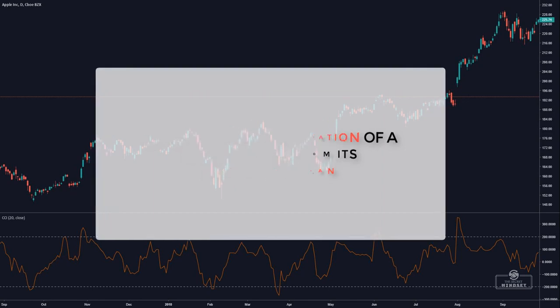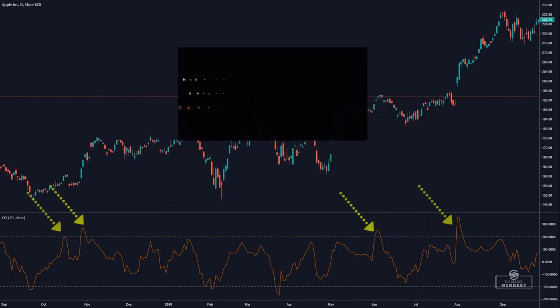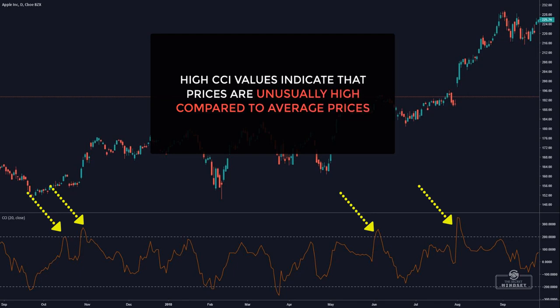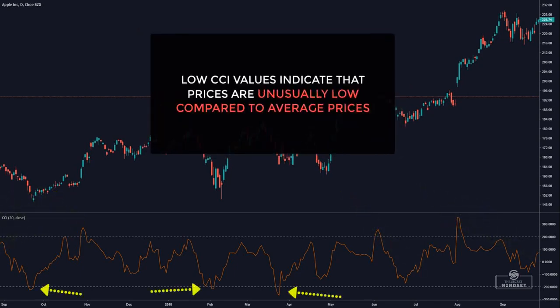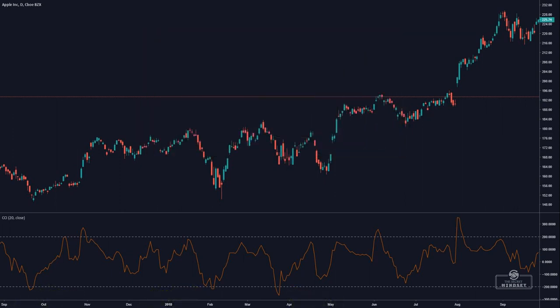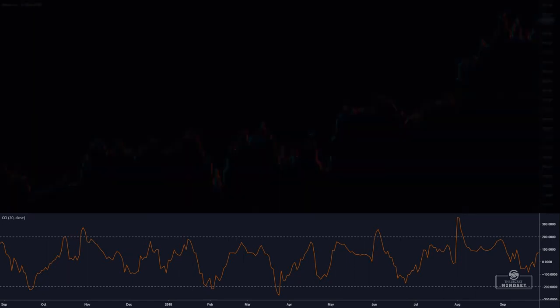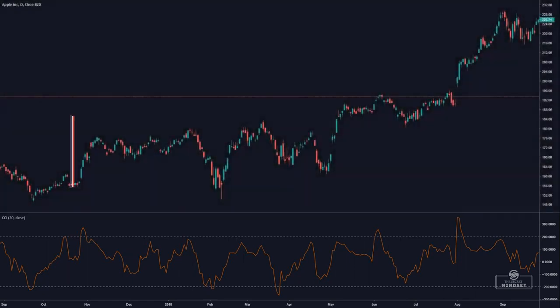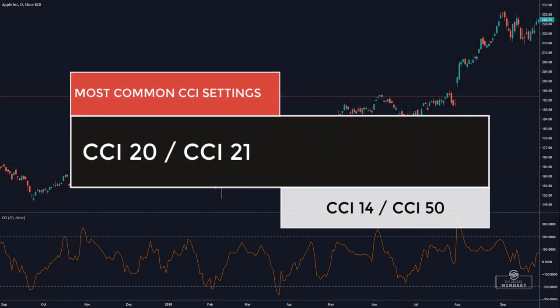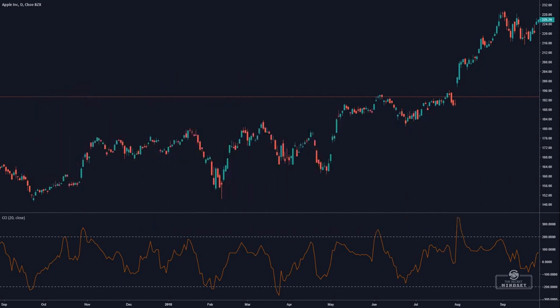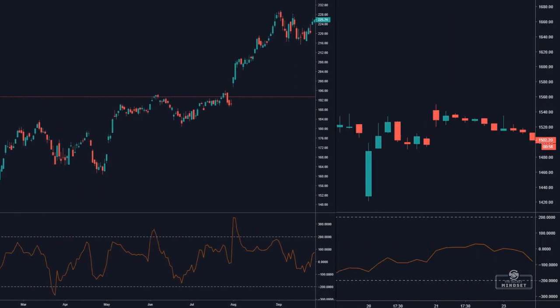a statistical mean. High values indicate that prices are unusually high compared to average prices, while low values of the CCI indicate that the prices are unusually low. CCI is one of the most popular indicators, and traders always tweak its settings depending on their favorite time frame or trading style. Most of them use the standard settings, CCI set on a 21 period. CCI 14 period or 50 period are also popular among traders.